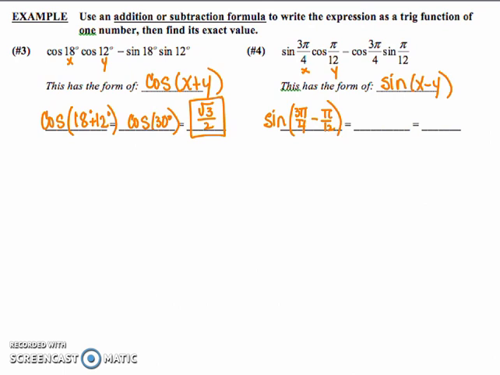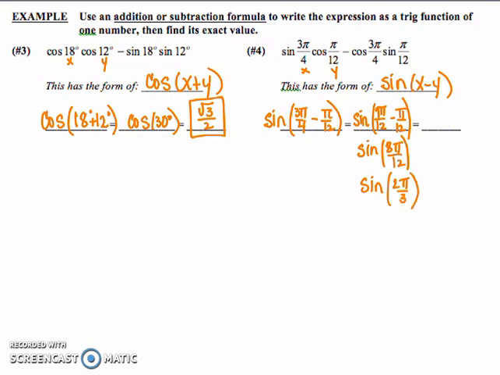Now obviously if I want to combine those together inside the parentheses, I'm going to need a common denominator. 12 would work, so I'm going to rewrite 3 pi over 4 as 9 pi over 12. So 9 pi over 12 minus 1 pi over 12 gives me 8 pi over 12, which of course can be reduced to 2 pi over 3.